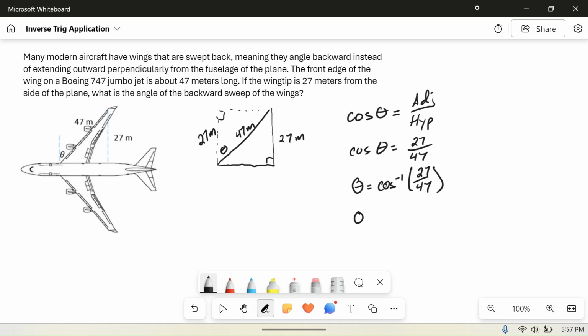If we compute that, we get that theta will be 54.94 degrees. So that means that the wing is swept backwards. From perpendicular, it is swept backwards almost 55 degrees, 54.94 degrees.